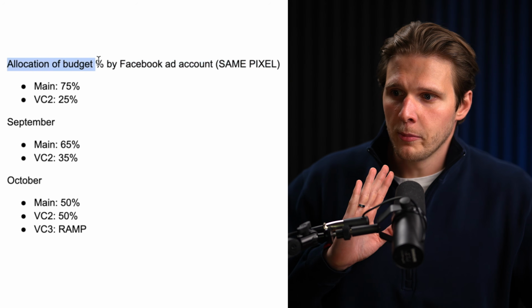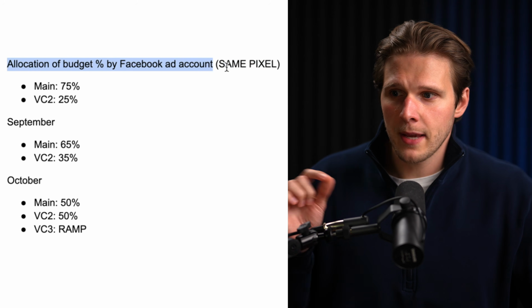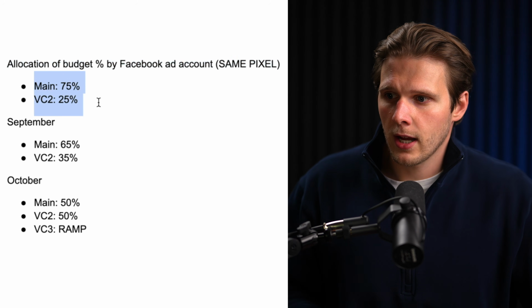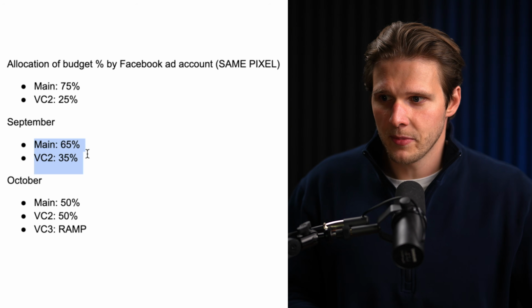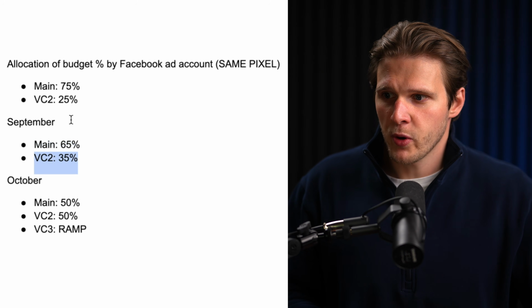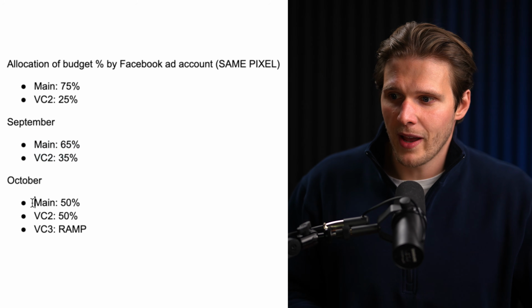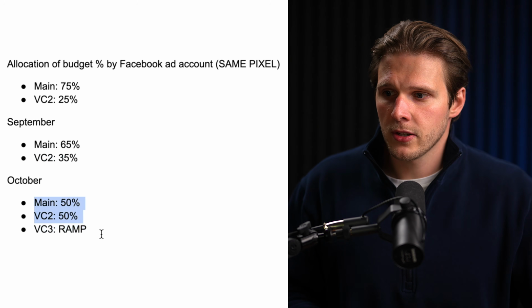We also have our allocation of budget split out by Facebook ad accounts. So it's the same pixel, but we ran 2 different ad accounts in August, 2 different ad accounts in September, and we're diversifying the spread more to the second one. And in October, we have a plan to have these 2 evenly split with a third one ramping up. This is because we run a massive business and we're just diversifying risk across multiple ad accounts to prevent the impact of a potential ad account ban.